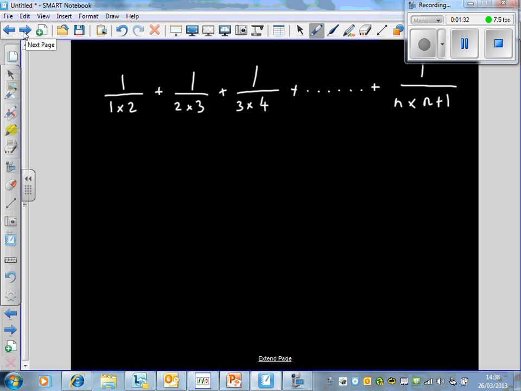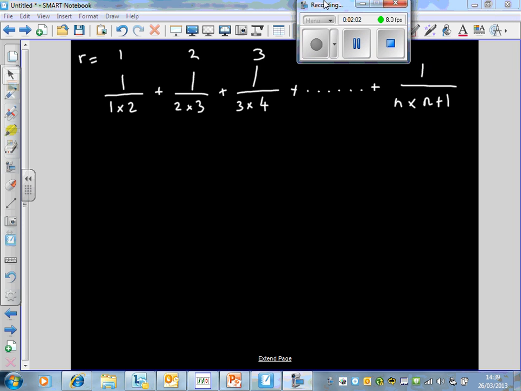So this is the sum which we're going to investigate finding: 1 over 1 times 2 plus 1 over 2 times 3 plus 1 over 3 times 4, and so on and so forth, and we want to add up n terms of them. So this is the first term. Now r represents the number of the term which we're dealing with. For this one, r is 1. For this one, r is 2. For this one, r is 3. And for this one, r is n. So we're adding up n terms.